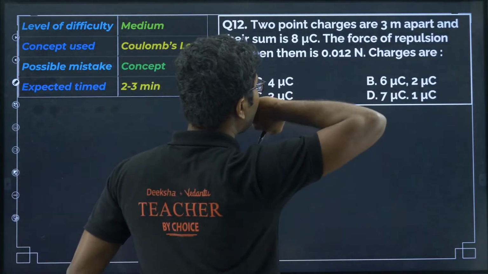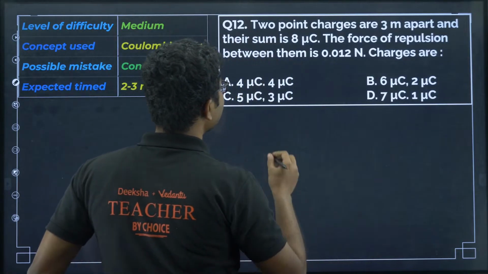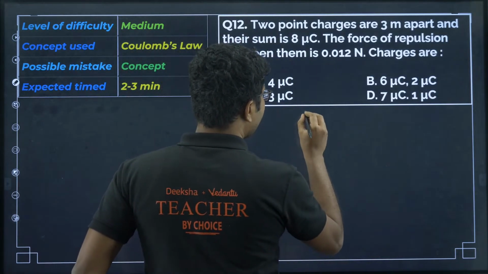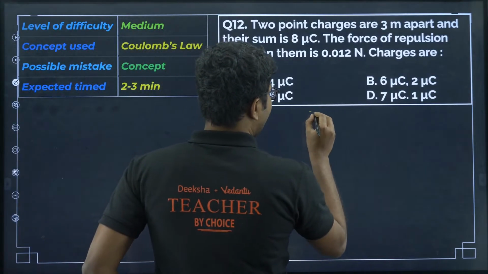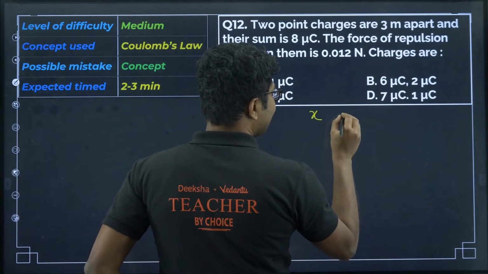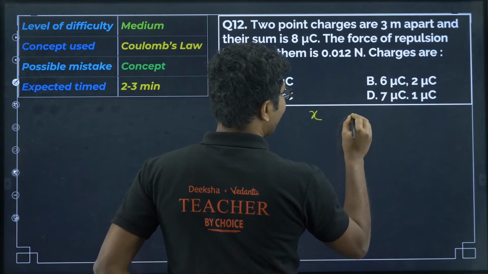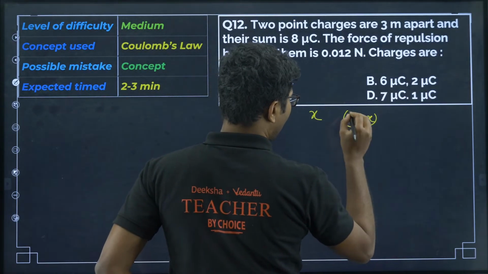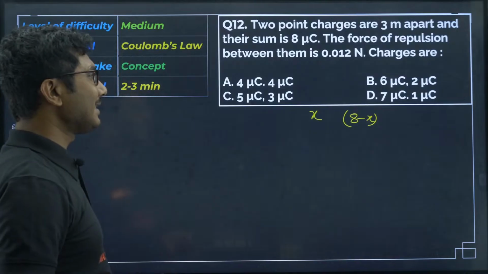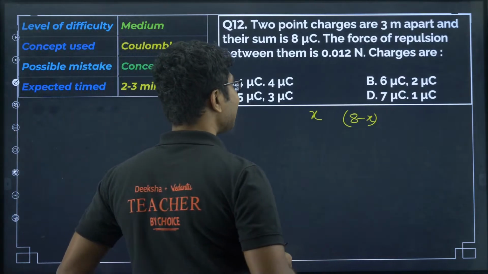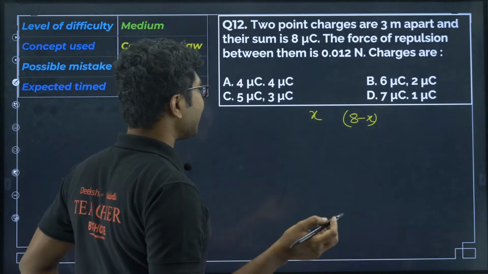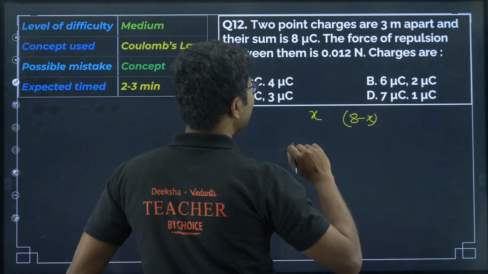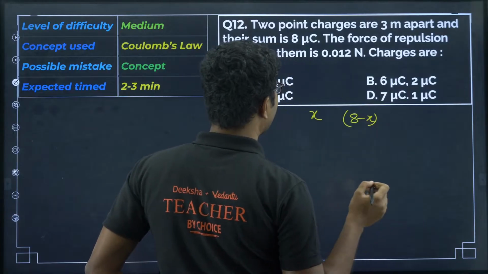2 point charges are 3 meters apart and their sum is 8 microcoulomb. So, suppose one of the charges is x, the other charge is 8 minus x microcoulomb, obviously. One charge is x, another charge is 8 minus x. Why am I using x? Because it is very familiar from mathematics. So, I do not want to use q square, it takes some time to write also.